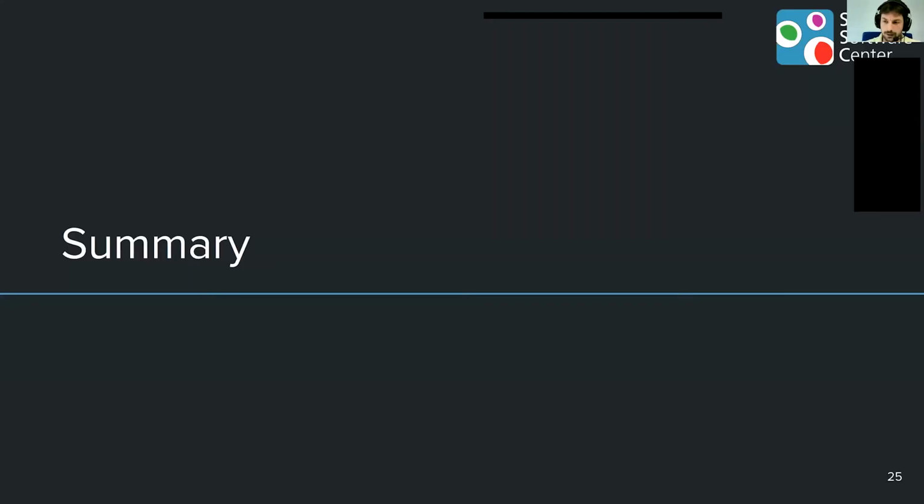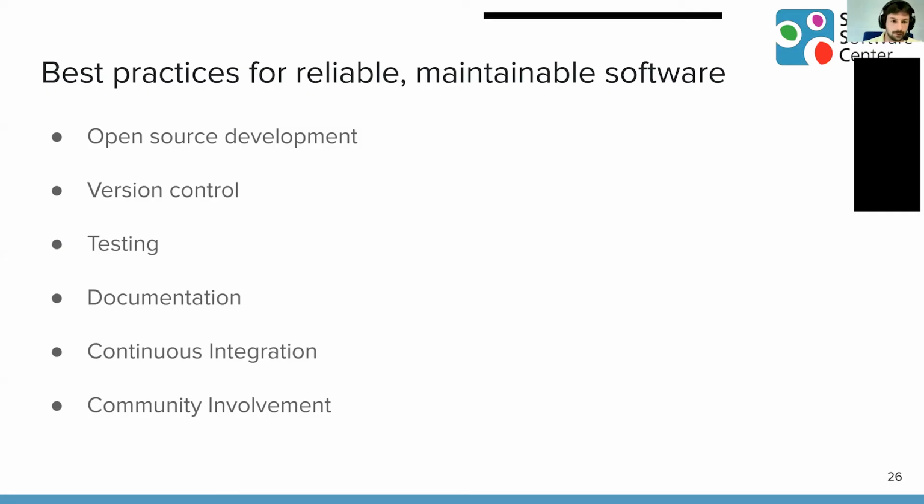So to summarize, I went through some best practices for reliable, maintainable software: open source development with version control, writing tests, writing documentation, having continuous integration to ensure that these tests are always passing, and finally, building a community and enabling people to be involved in a variety of ways.